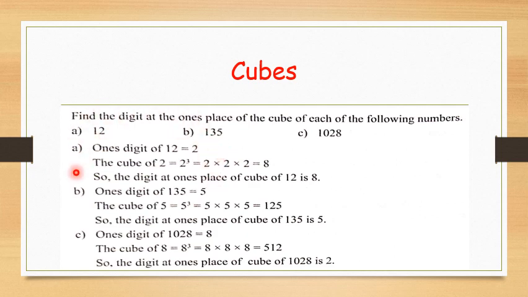Okay, and the rest, 1, 4, 5, 6, 9, will give you the same result. So since 12 is ending with 2, its unit digit will give you 8. Since 135 is ending with 5, it will give the same unit digit, that is 5 only. Now how can you do it? You can also check by taking the cube of the unit digit. 1028 ends with 8. Since we have studied that if 8, then it ends with 2. All these are based on the properties. Okay, so this is also one of the important questions.